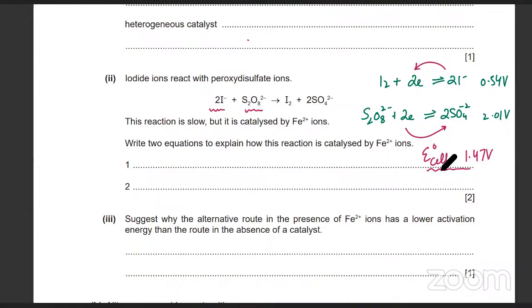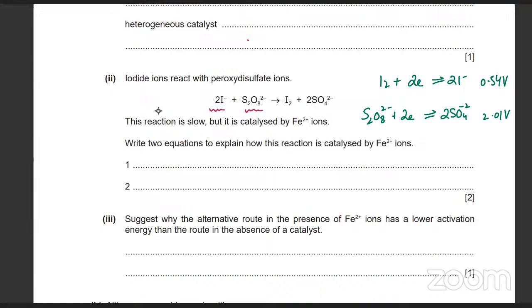Although this reaction is very feasible, the electrode potential value E0 cell says it should be a very fast reaction, but it doesn't happen. It's a very slow reaction because both of them are negative. Negative ions repel each other, so they're going to have very few collisions. So the reaction is going to be very, very slow. Instead, you add iron ions as catalyst.